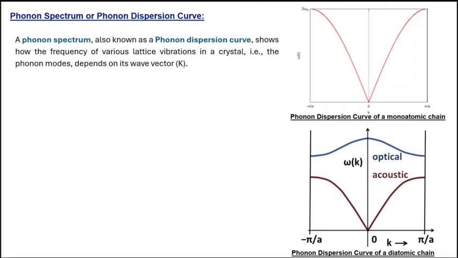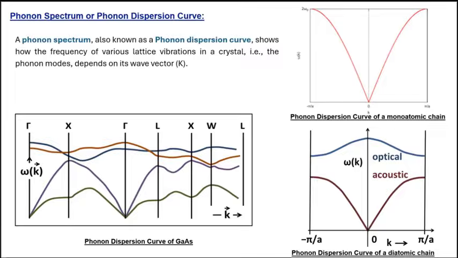Phonon dispersion curve of real materials could be very complex. This is the phonon dispersion curve of gallium arsenide. You can see how complex it is as compared to a monoatomic chain or a diatomic chain. So these curves show how the lattice vibrations propagate through a crystal lattice, and that representation of the lattice in this case is in K space or reciprocal space.